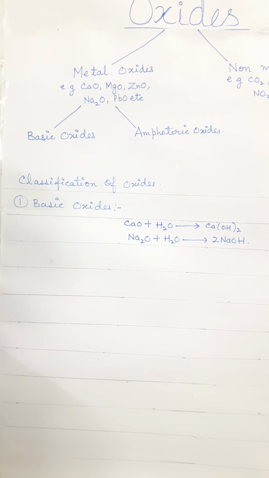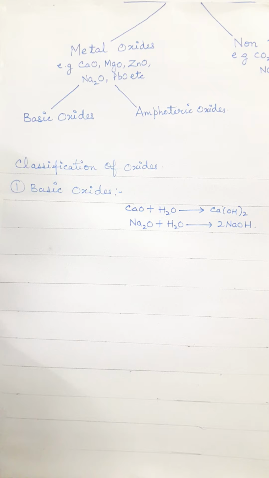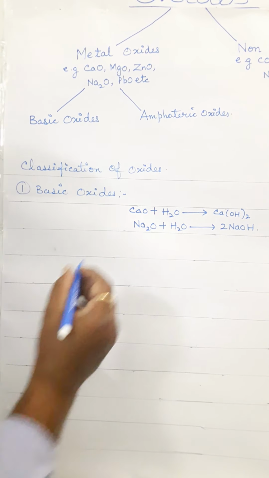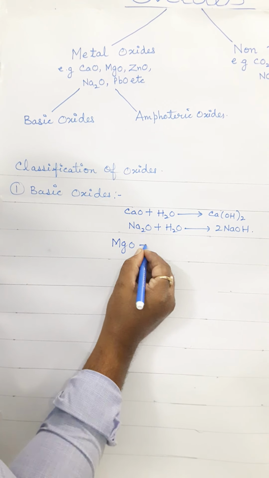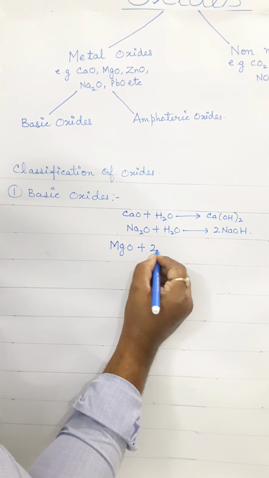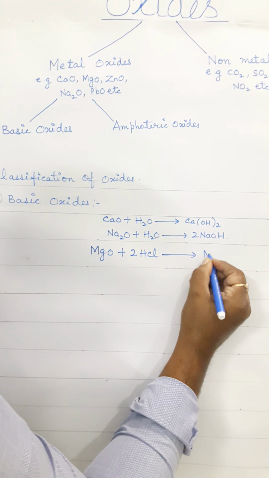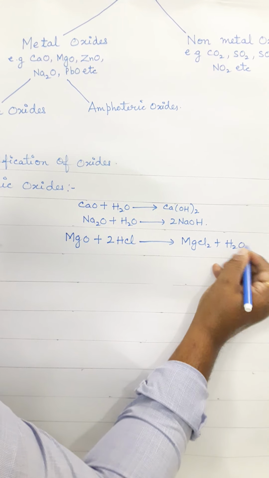Moreover, there is one more characteristic of basic oxides. Basic oxides react with acid to form salt and water only. Let us see this with the help of a reaction. MgO, which is a basic oxide, reacts with hydrochloric acid to form magnesium chloride, which is salt, and H2O, which is water.